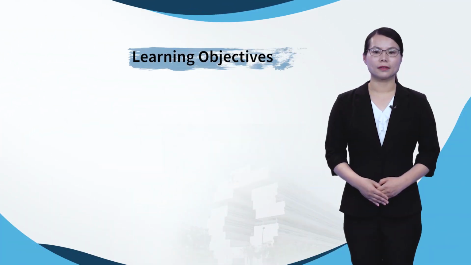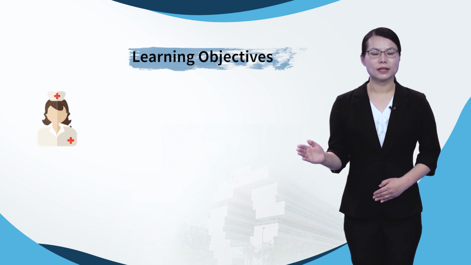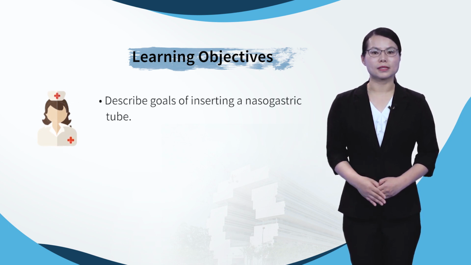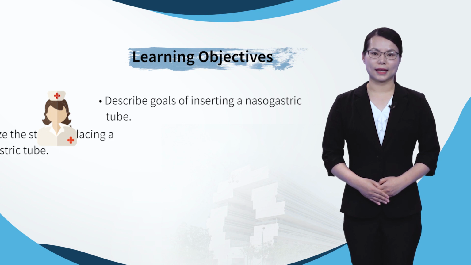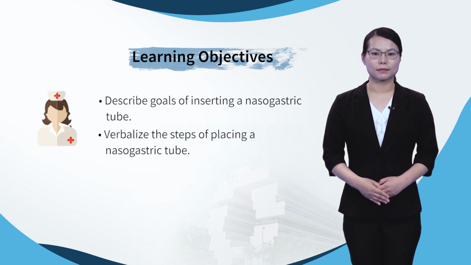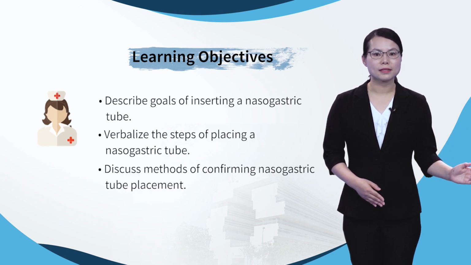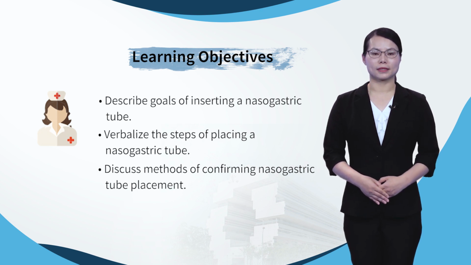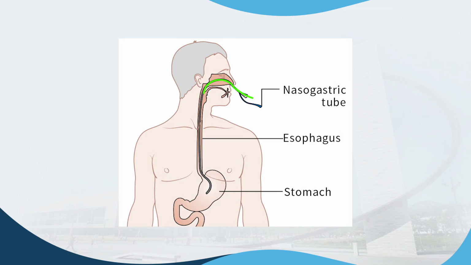After this session, you should be able to, first, describe the aims of inserting an entry tube. Second, verbalize the steps. Third, discuss the methods of confirming entry tube placement. An entry tube is inserted through one of the nostrils, down the nasopharynx, and into the stomach.